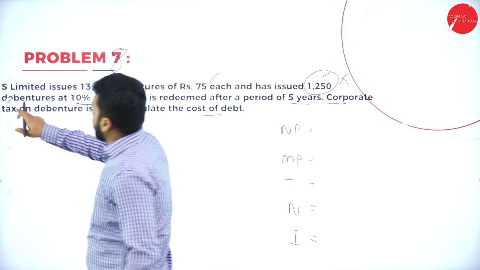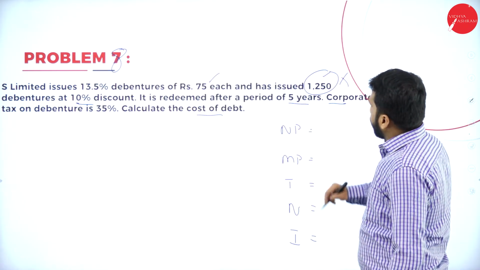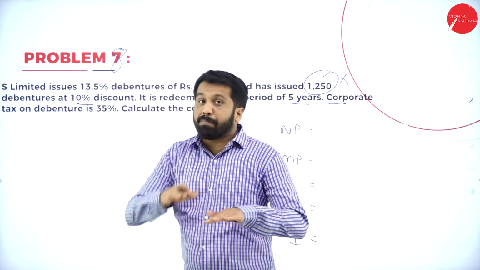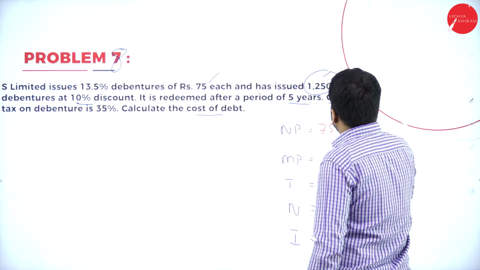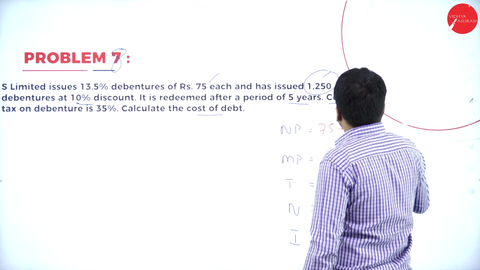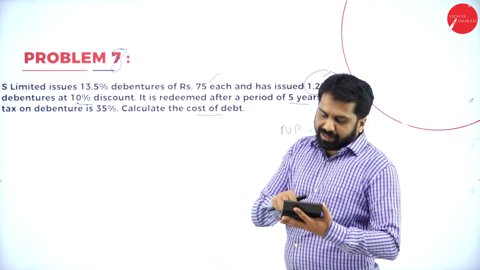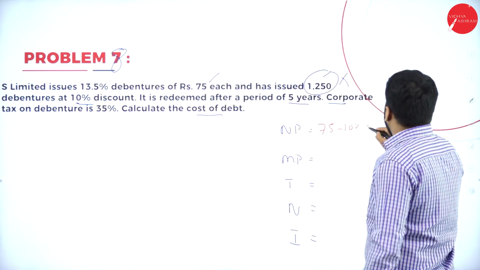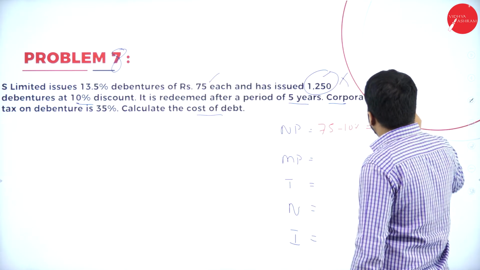So we'll go for this. Now, how to calculate these things? Net proceeds. They have given 75, but issued at what? 10% discount. Now, 75 minus 10% will give you how much? It will be 67.5. So this is your first one.